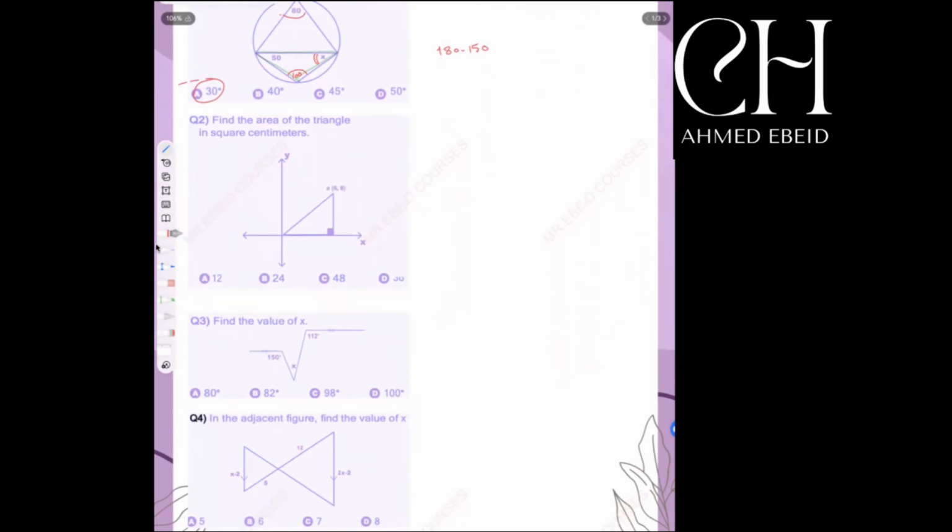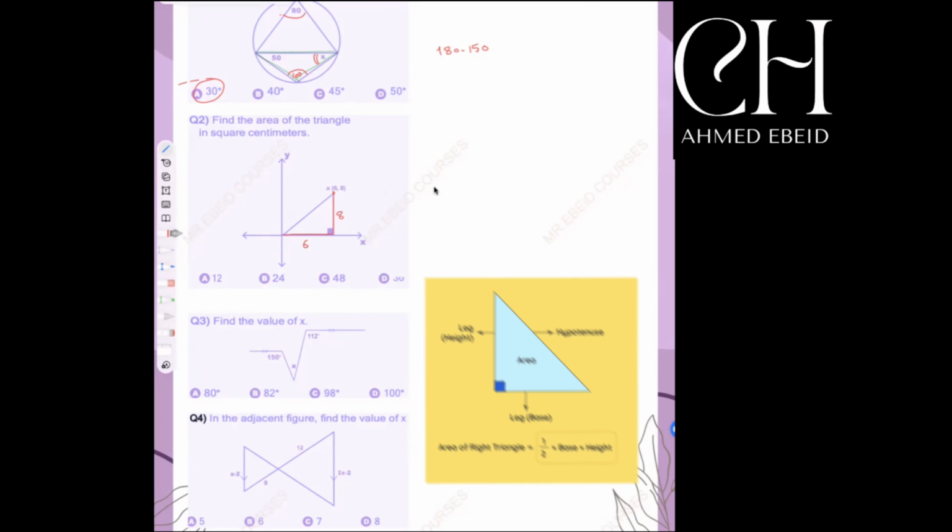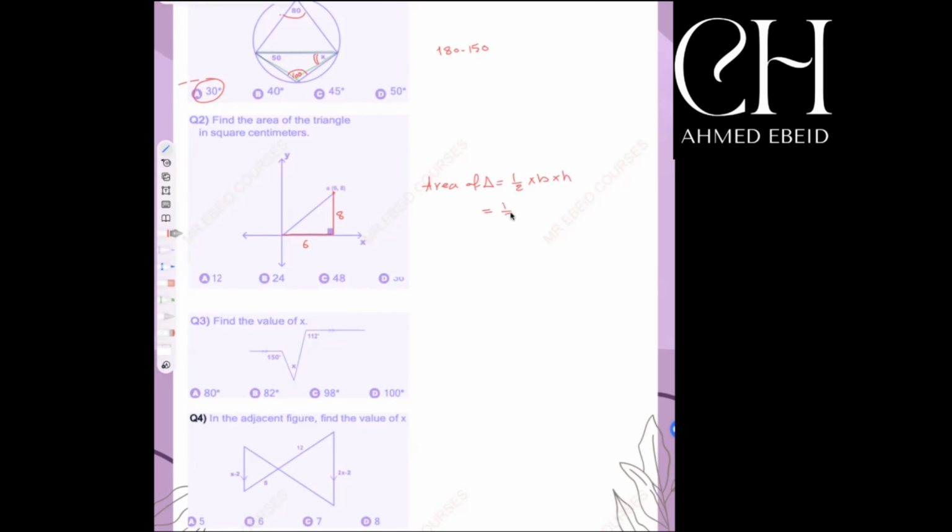Question 2. Find the area of the triangle in square centimeters. We have the point A, which is 6 and 8. What is the meaning of 6 and 8? It means the x coordinate is 6, so this length is 6. And this length is 8. You know that the area of the triangle formula is half times base times height. So it's half, this is the base, which is 6, and this is the perpendicular line, which is the height, which is 8.